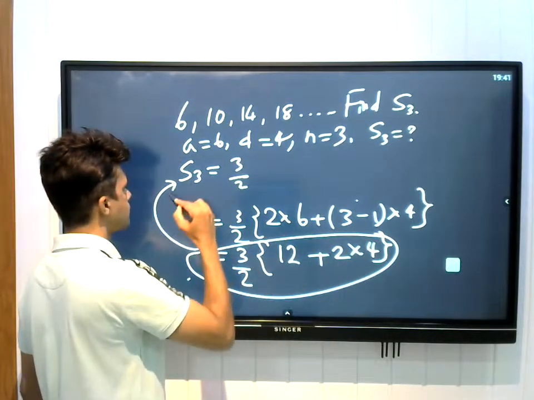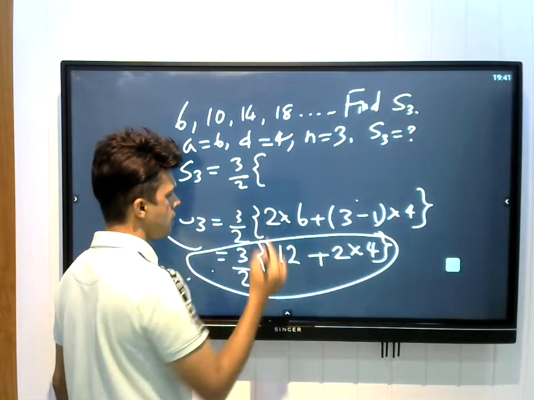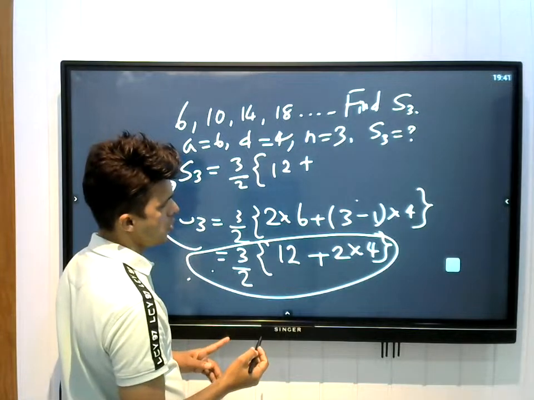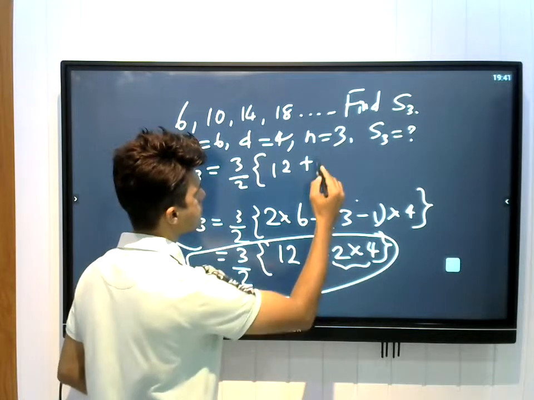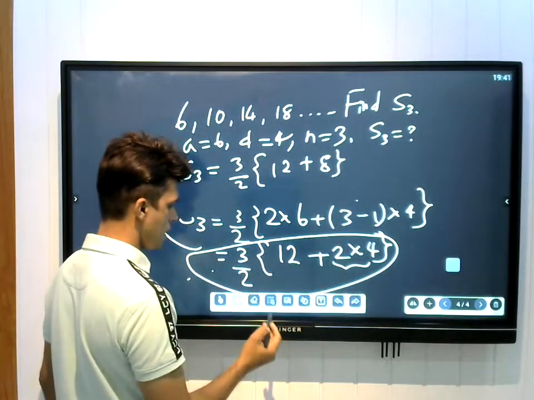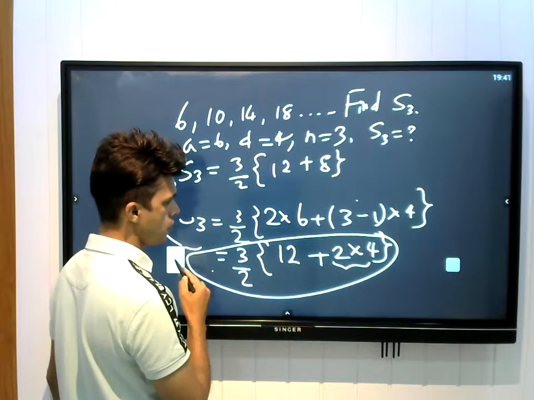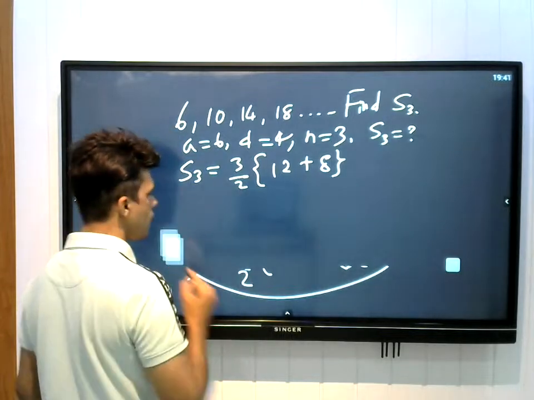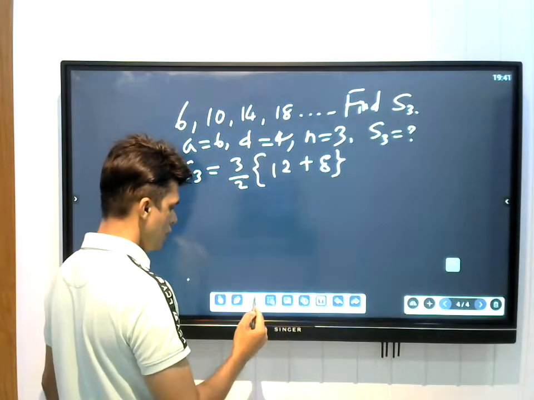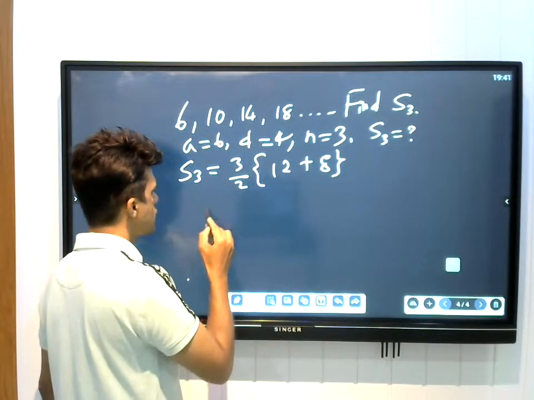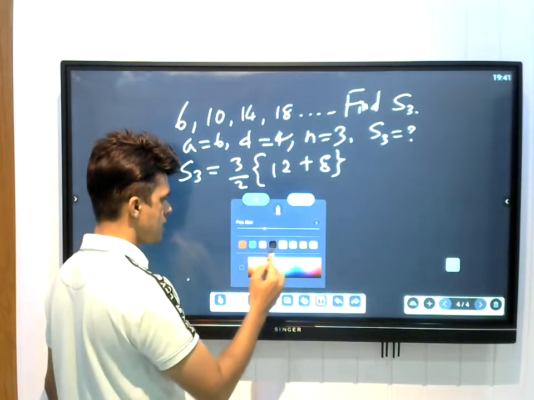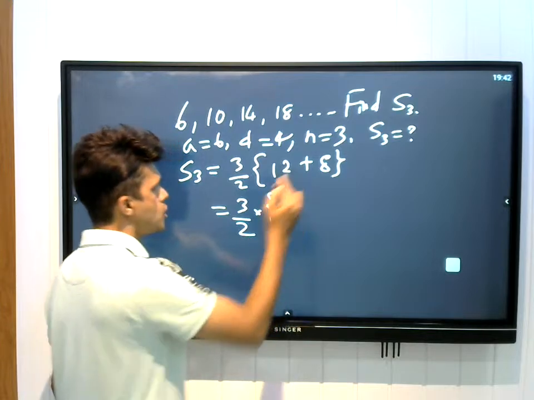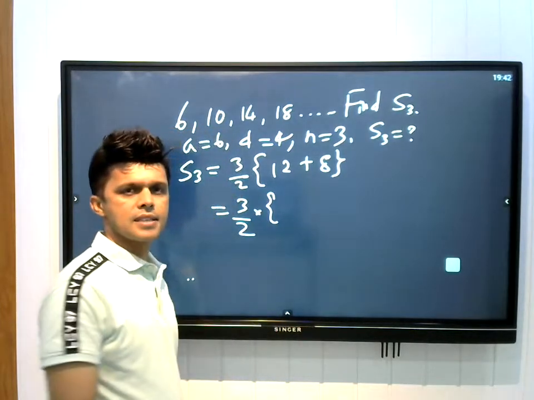S3 equals 3 over 2 into 12 plus 2 times 4 is 8. I'll clean this part. After that, we could simplify the terms that are found in the brackets. So 3 over 2 into 12 plus 8 is 20. 12 plus 8 is 20.